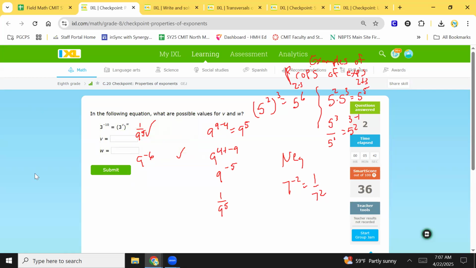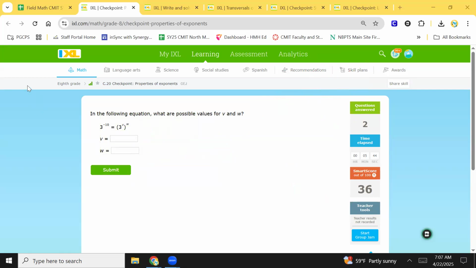Now let's do another one. 3 to the negative 10th is equal to what two numbers that could go here? And so here we are multiplying them, right? So we're asking ourselves, what two numbers multiply to negative 10? V times W. Well, not a whole lot of choices. But it says what possible values. So we could choose a number of things.